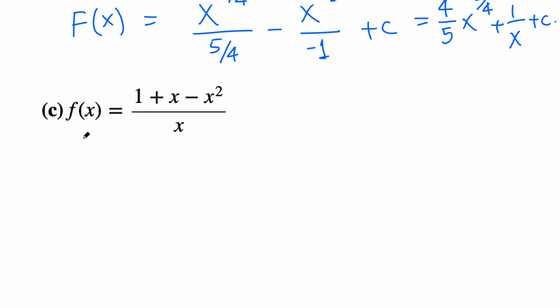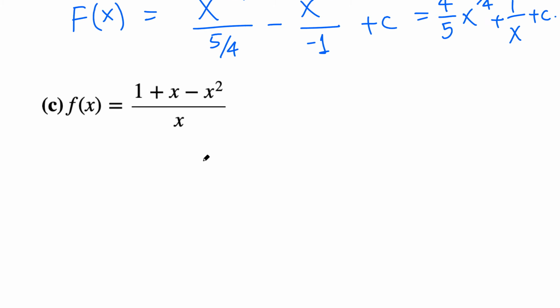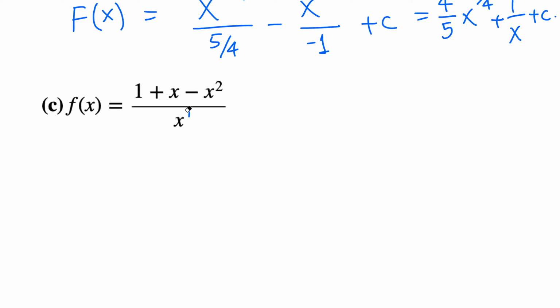Okay. In part C, we got a fraction, but as we saw here, there is no quotient rule, so we need to get rid of this fraction. One way is to take 1 plus x minus x squared, that's on the top, and move the denominator up. x means x raised to 1. When we move it up, we multiply by x raised to -1, then we distribute. That's one way. Or we can separate into 3 fractions, because we got 3 terms on the top.